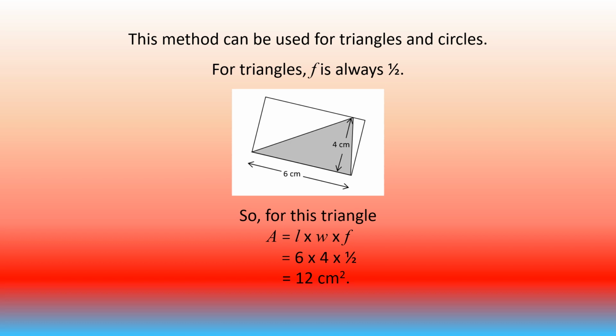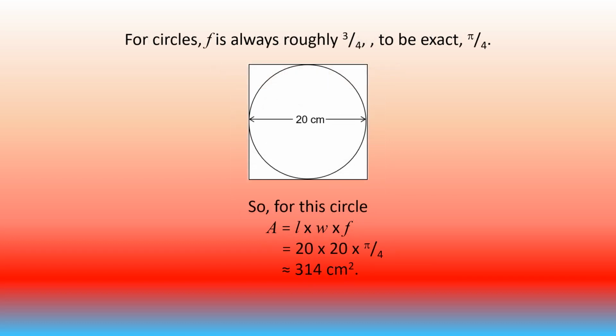For triangles, F is always 1/2. So for this triangle, A equals L times W times F equals 6 times 4 times 1/2 equals 12 square centimetres. For circles, F is always roughly 3/4. To be exact, pi quarters, pi on 4. So for this circle, A equals L times W times F equals 20 times 20 times pi on 4 equals approximately 314 square centimetres.